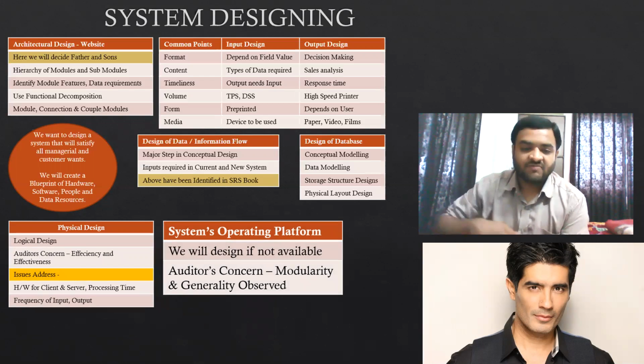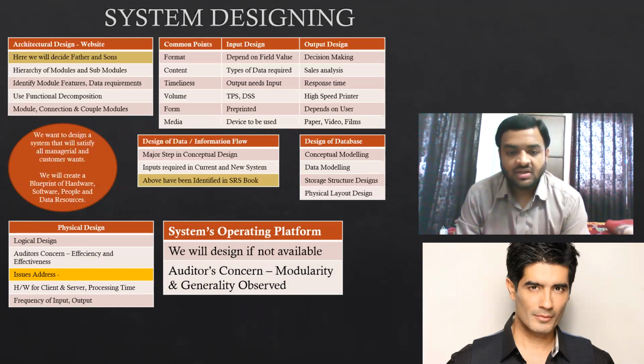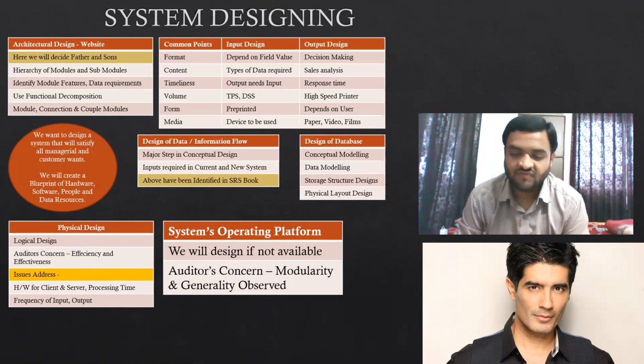Now, one more point they have mentioned is about the system's operating platform. We are talking about system operating software here. If it is not available in the market, we will design it on our own. We have the logical design, we know the vision, we have the idea. We will prepare a logical design first, then we will try to convert it into the physical design. Now again here, what is the auditor's concern? What is the auditor supposed to do?